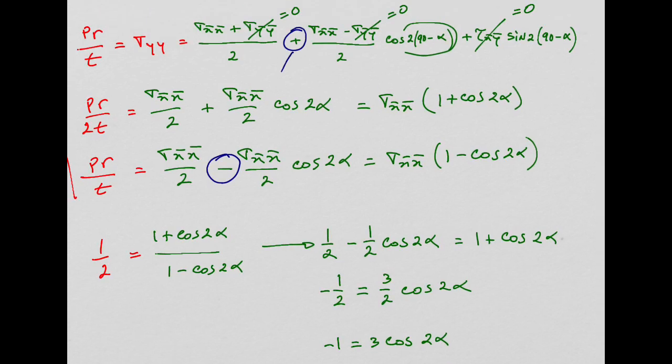Look, you had plus here. When you move from here to here, I changed from plus to minus because I replaced cosine of 2 times 90 minus alpha with cosine of 2 alpha. That's why I put a minus there.